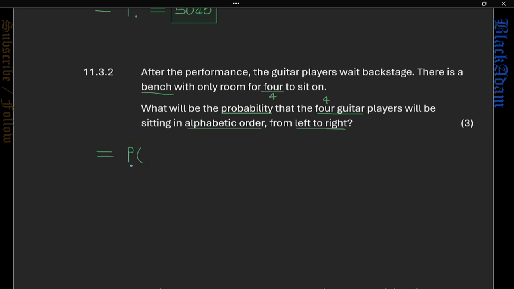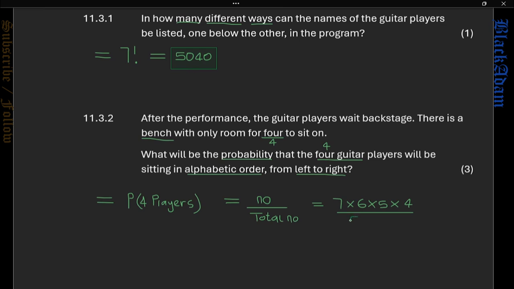For the probability, we need to know how many players there are altogether: 7. So 7 factorial is our total, and that's how we calculate probability. The first one has 7 ways, the second 6, the third 5, and the fourth 4 ways. Multiplying all those possibilities and dividing by the total, which is 5040, gives us 1/6. So that would be 1/6 as our answer.